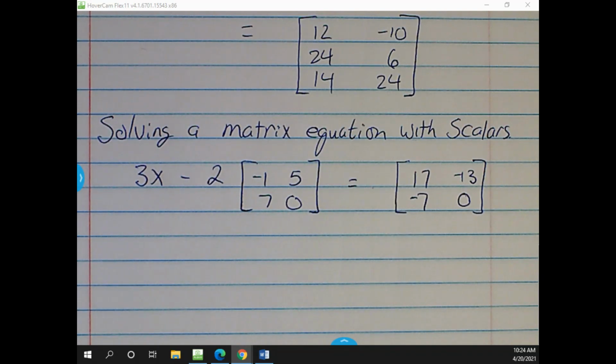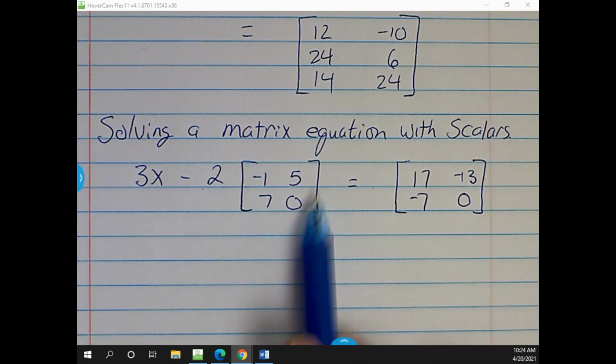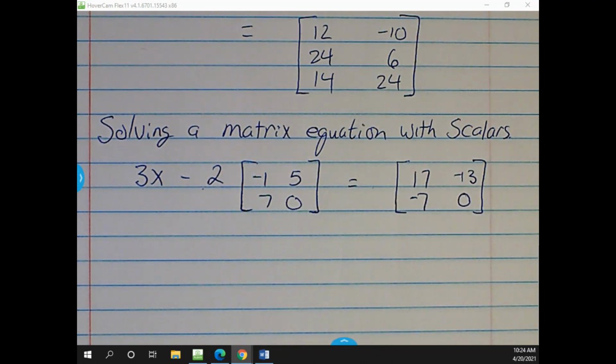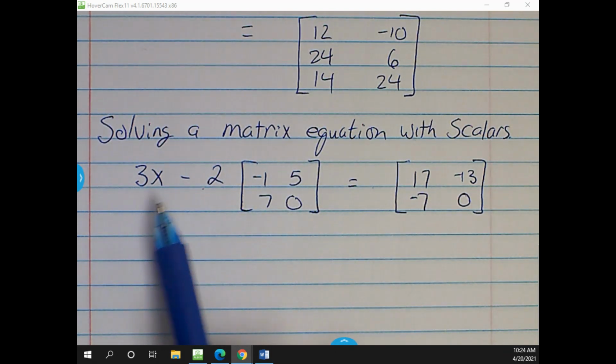So first thing is we've got it set up. You do have a little bit of scalar. Here's the scalar part of it: we've got 3x minus 2 times this matrix equals this. If you've got scalars involved, I would go ahead and multiply out those scalars. Now, in this case, and this is what we were talking about yesterday, the way it's written, it's 3x minus 2 times this one.